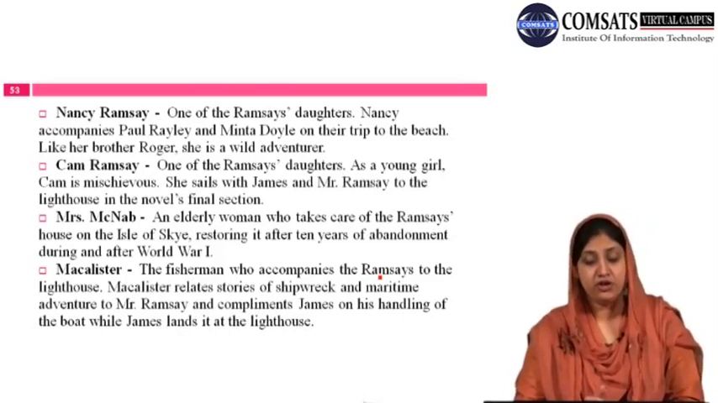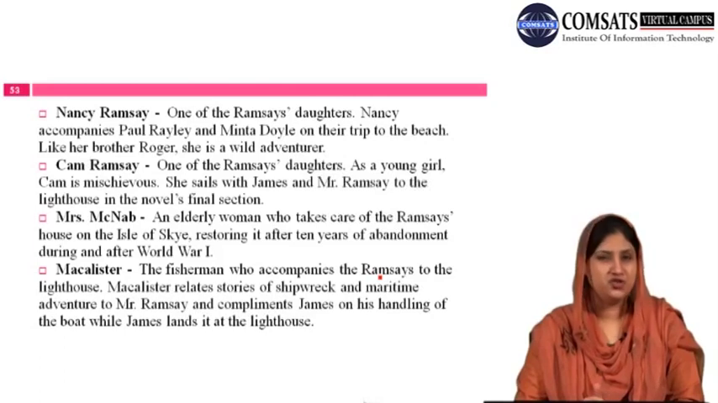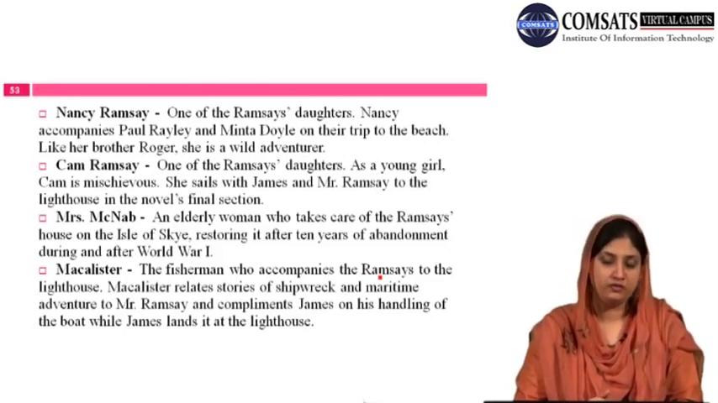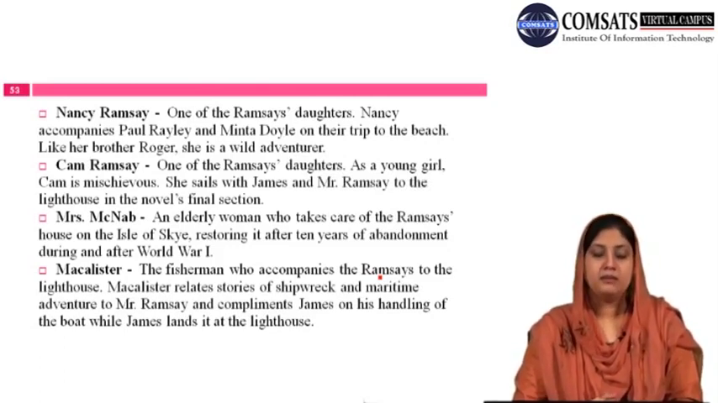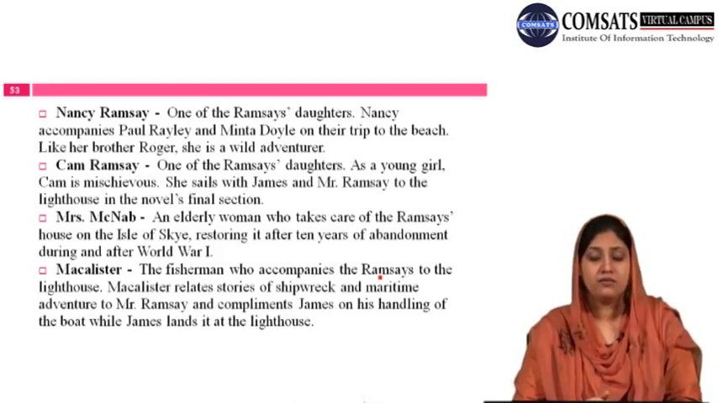Cam is another daughter, a young girl who is mischievous in nature, and she sails with James and Mr. Ramsay to the lighthouse in the novel's final section. Mrs. McNab is a minor character, an elderly woman who takes care of the Ramsays' house on the Isle of Skye, restoring it after 10 years of abandonment during and after World War I.